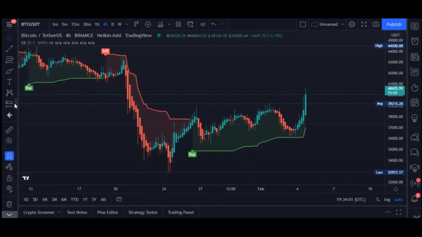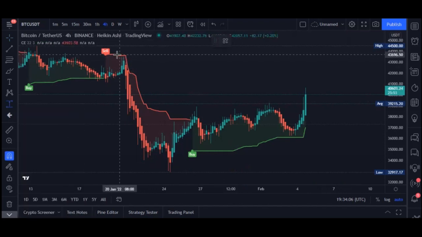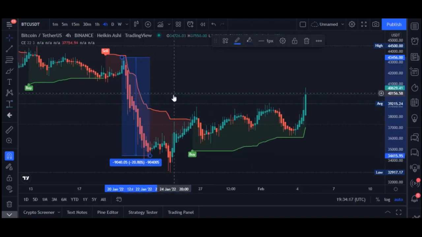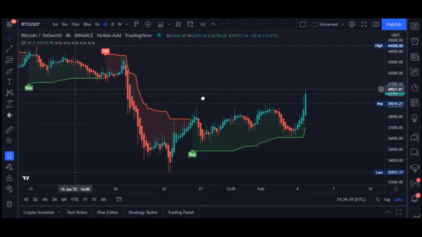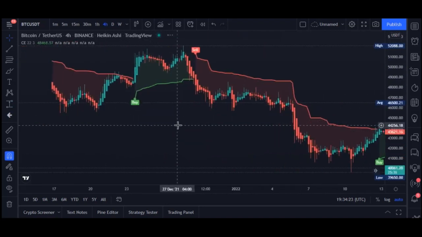If I bring my measurement to the price range, and let's say you took this signal somewhere here and closed the trade somewhere around there, you would have been making around 20% or so. So this gives you a clearer picture. All indicators give you a clearer picture when you use them on a longer time frame. But there's a difference between somebody who is intra trading and somebody who is swing trading.